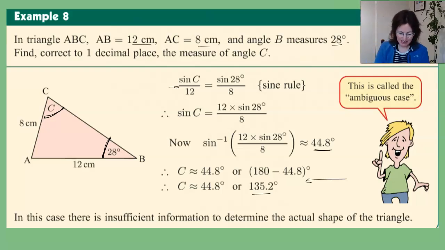And as the answer here says, in this case there is insufficient information to determine the actual shape of the triangle. Let me see if I can explain to you what that second triangle could look like. So C for the first answer was 44.8. Now if you are familiar with your degrees, 90 degrees is easy to imagine, 45 degrees, yeah, the angle C there, that looks about like 45 degrees. Can I draw you a triangle with 135 degrees at C and still keep some of the other information intact?